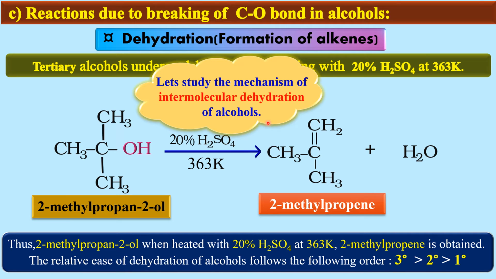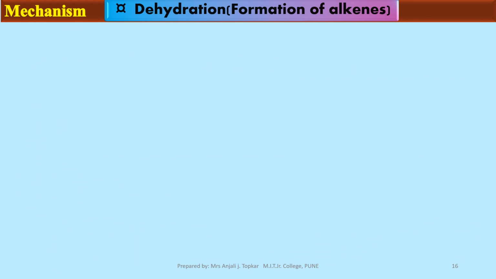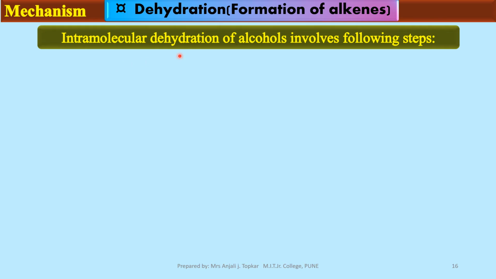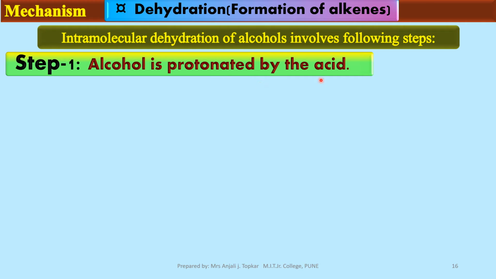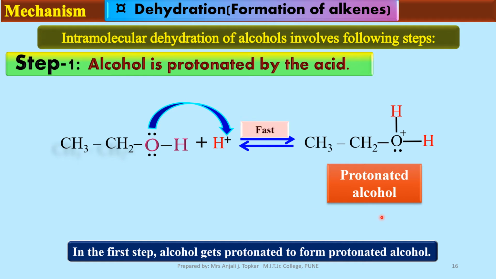Let's study the mechanism of dehydration of alcohols. Tertiary carbocations are more stable, therefore easier to form. Let's study the mechanism of dehydration of alcohols to form alkenes. Intramolecular dehydration of alcohols involves the following steps. Alcohol is protonated by the acid. This process is fast. Thus, protonated alcohol is obtained.